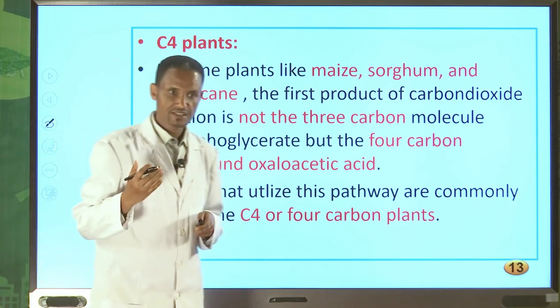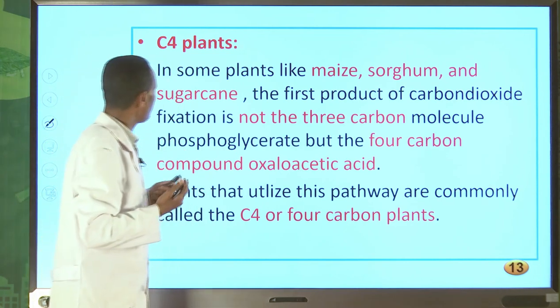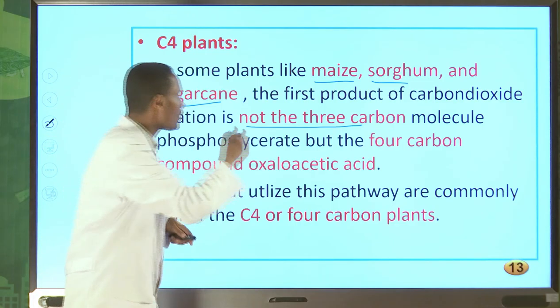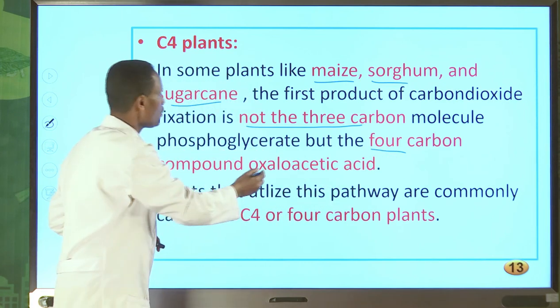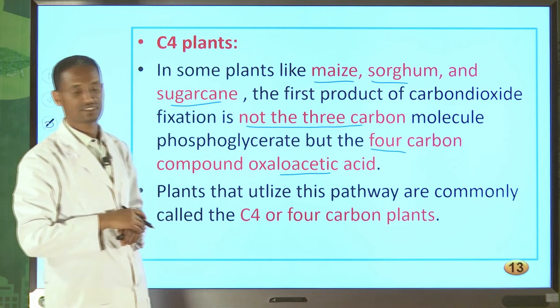C3 plants undergo the Calvin cycle, but in C4 plants, such as maize, sorghum, and sugarcane, the first product of carbon dioxide fixation is not a 3-carbon molecule. Rather, they produce a 4-carbon compound called oxaloacetic acid. How can this be produced?